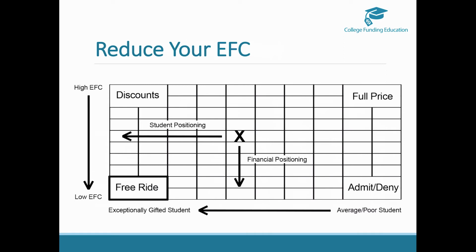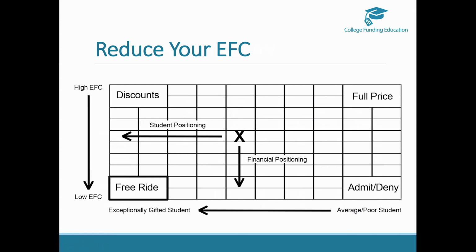Okay, so here is a summary of what I've been talking about. If you are right here where the X is, your goal is to lower your EFC as low as you can possibly get it through some of these financial strategies that I just talked about, and then encourage your students to be as exceptionally gifted as possible. In other words, increasing their ACT scores, getting good grades, things like that, because the whole goal is to get down here into this left corner, where we have an exceptionally gifted student and a really low EFC.